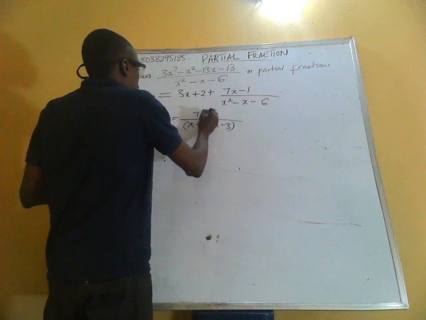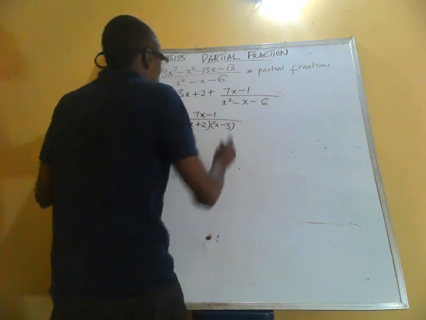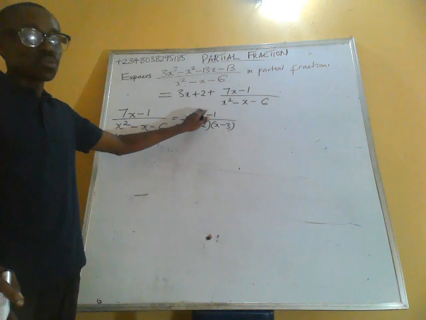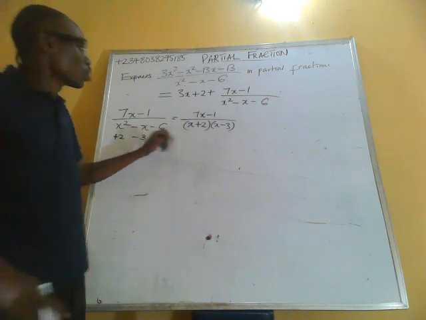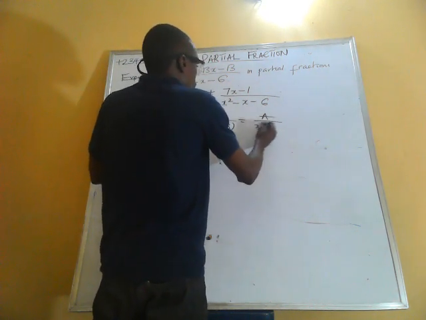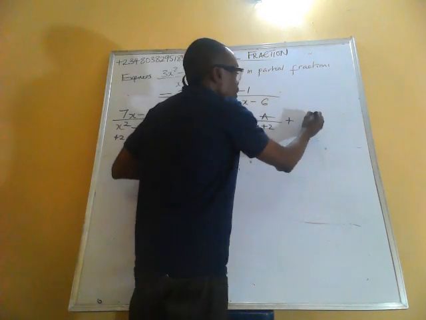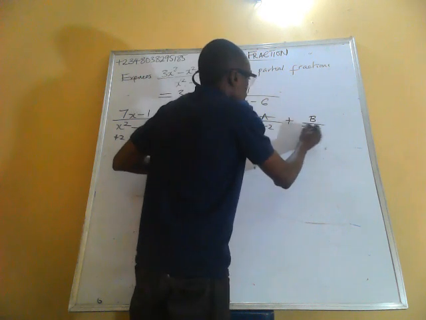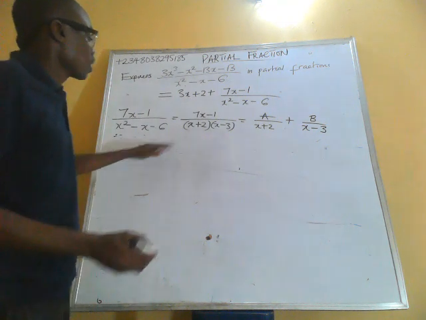So this is 7x minus 1. At the end of the day, the highest power in the numerator is 1, while the highest power in the denominator is 2, since x times x is x squared. So this is basically A over (x plus 2) plus B over (x minus 3). Okay, so we expand.